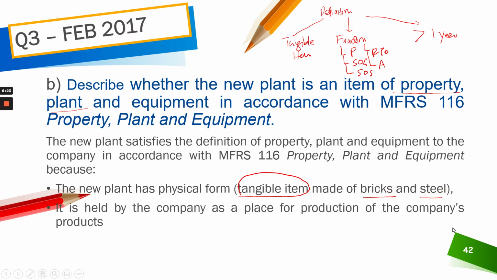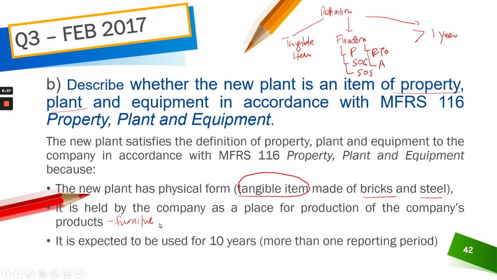Next is that it is held by the company as a place for the production of the company's product. The product of the company here is the furniture. The production is manufacturing of furniture. So that was held for production.